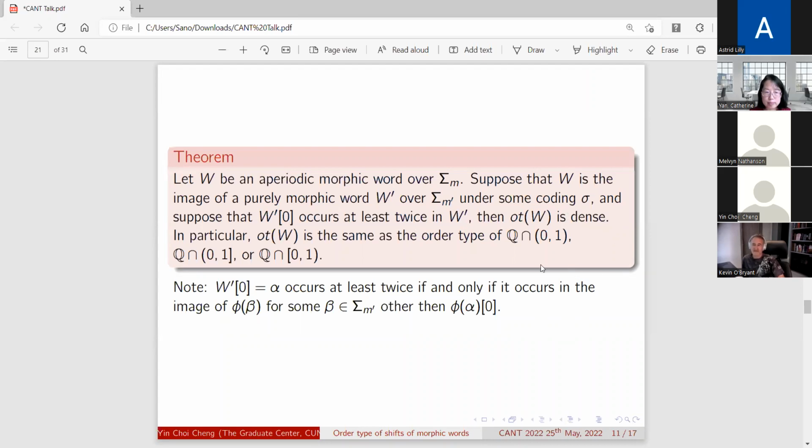Now, previously, we have mentioned that if the order type of some set is dense, then it could be one of the 4 order types. But in this case, when we're dealing with morphic words, it could only be one of the 3. Specifically, it cannot have a lexicographically least element and a lexicographically greatest element at the same time.